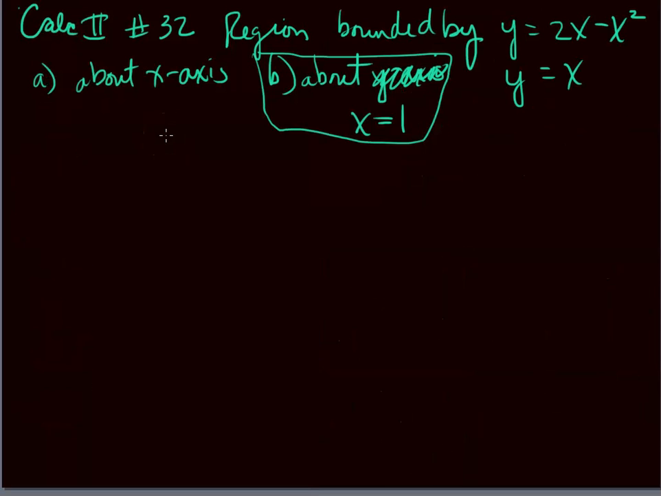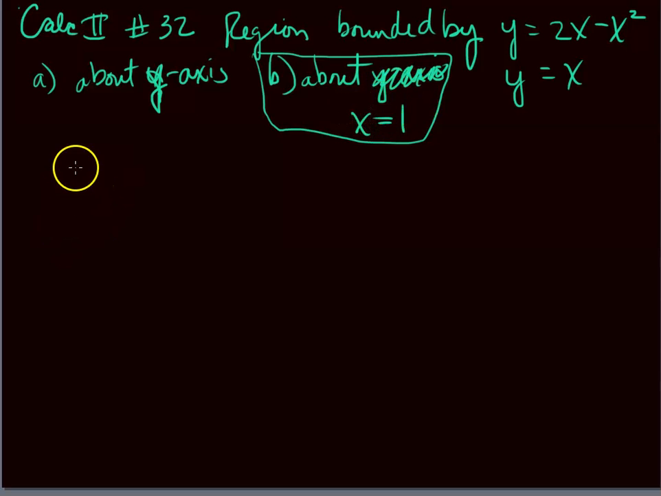Okay, calc 2 another example, number 32. The region bounded by y equals 2x minus x squared and y equals x. I think I messed this up. This page should be about the y-axis, and this about the line x equals 1. About the y-axis, you should be able to do that one. We're going to have this a little different about the line x equals 1.